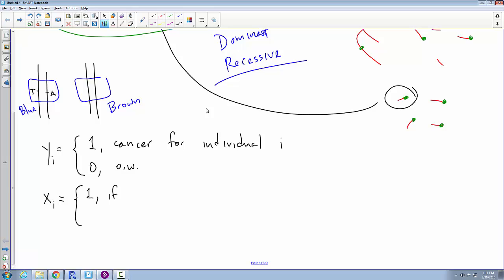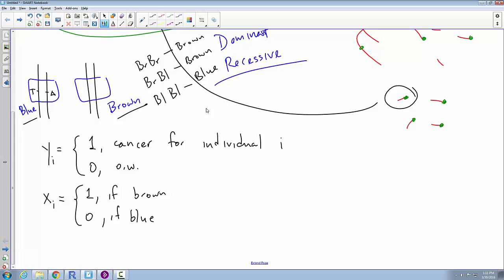You're either brown or you're blue. To be brown, you have to have just 1 brown allele, because brown is dominant. To be blue, you have to have 2 blue alleles. So you're either brown or blue. This would be brown. This would be brown. This would be blue. You are either brown or blue. I could do a test.